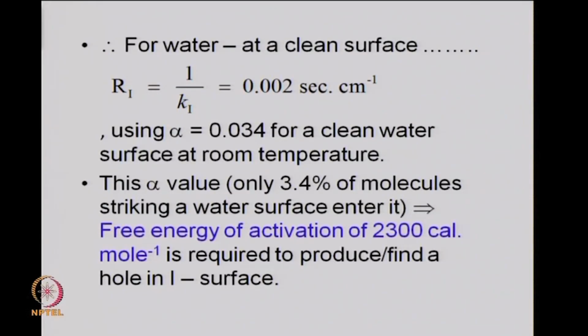With this value of alpha, we get the free energy of activation of about 2300 calories per mole, and this is the kind of free energy required to produce or find a hole in the liquid surface. In order for this condensing molecule to find its way into the interface, you need to have this much energy expenditure, 2300 calories per mole.